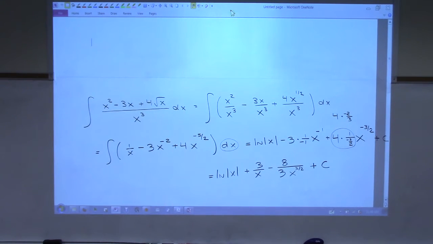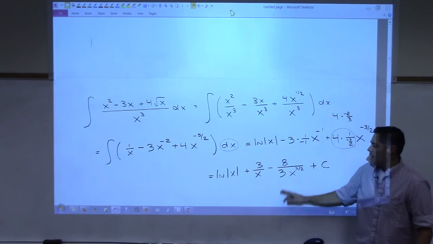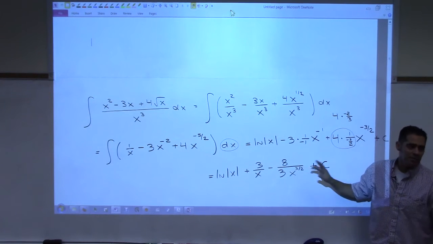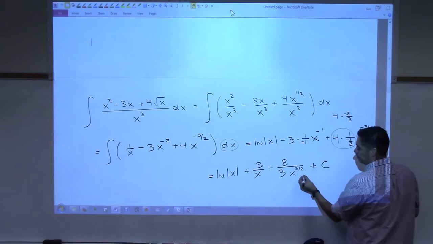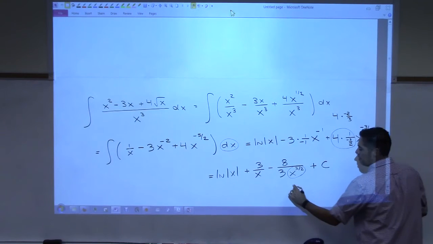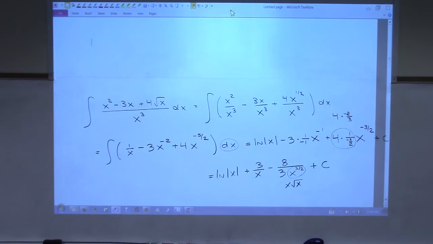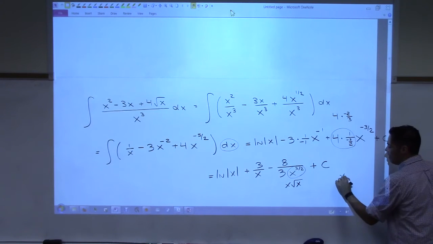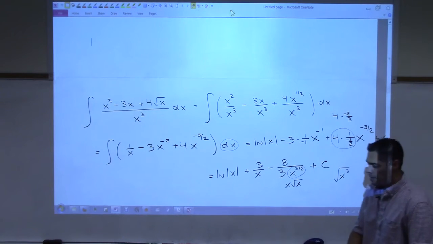Now, it would not be incorrect to leave this as plus 3 x to the negative 1 and leave this as minus 8/3 x to the negative 3 halves. That would be fine. I'm just showing you that's probably what the book would have. And the book might even go a little further, because that right there is really x root x. Because that right there is the same as x cubed square root. And you can pull out 1x. You'd be left with 1x inside. And so that would be that. So I'm just showing you what you may see.